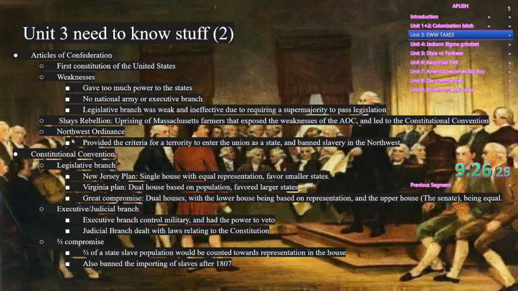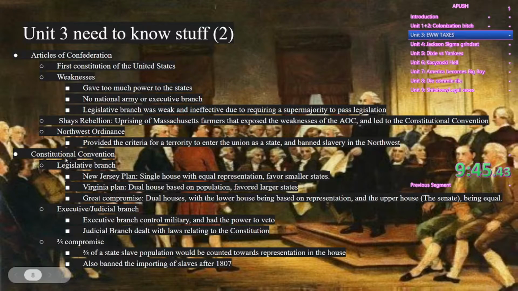You should also know about the Northwest Ordinance, which was pretty much the only good thing the Articles did, which was provide the criteria for a territory to enter the Union as a state, and also ban slavery in the Northwest.